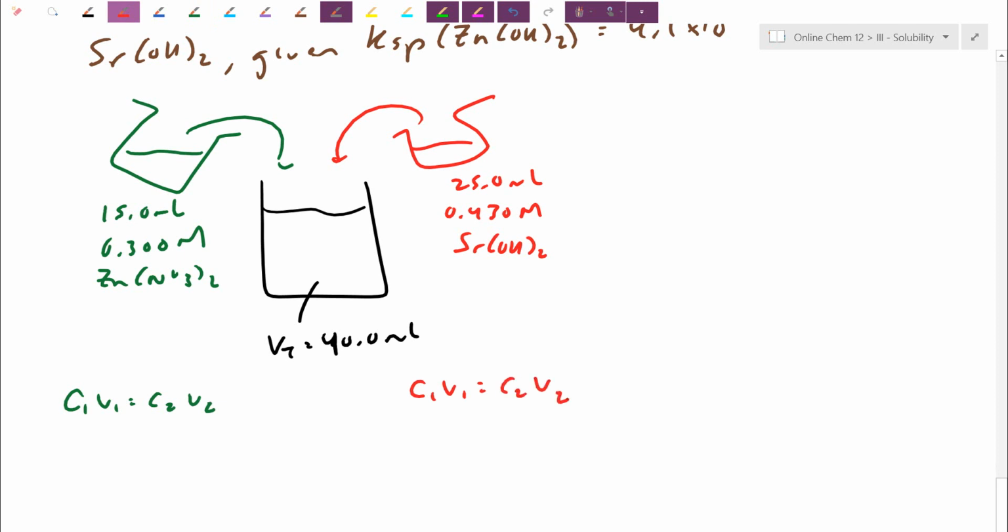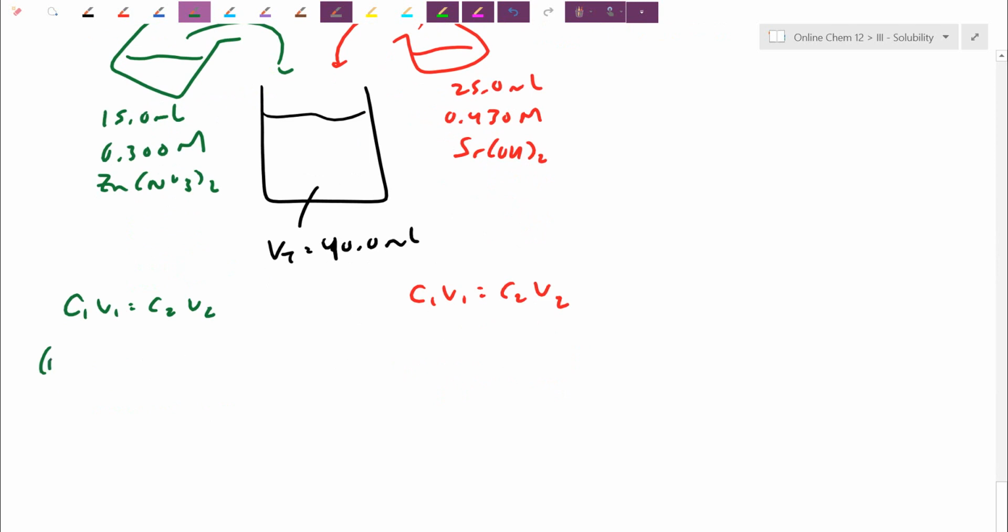C1V1 equals C2V2 for the red solution there. Let's just punch our way through. If I have a 0.3 molar concentration, that's my starting concentration of the zinc nitrate. I start off with 15 milliliters. What's the new concentration now that the total pool is actually 40 milliliters?